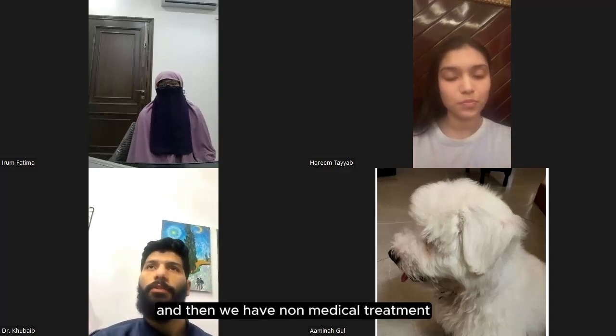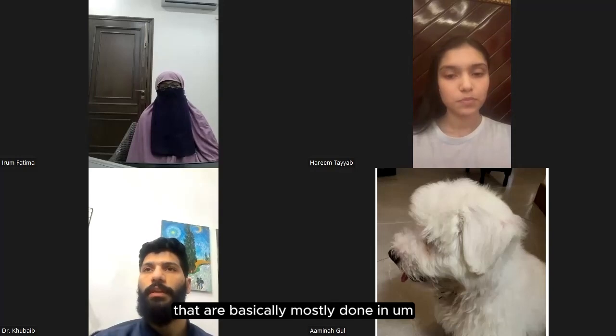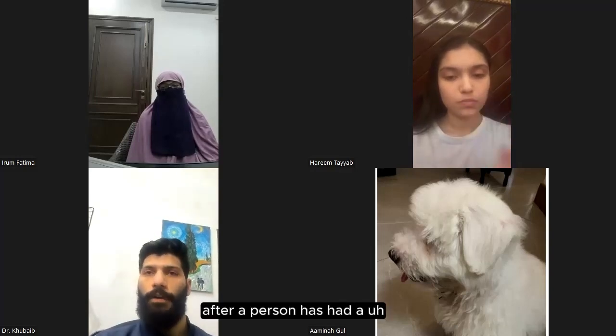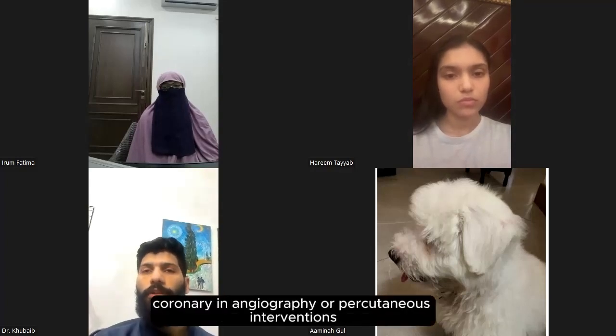And then we have non-medical treatment or surgical interventions that are basically mostly done after a person has had a myocardial infarction, and that will be something like coronary angiography or percutaneous interventions.